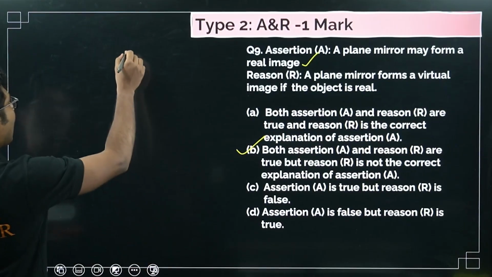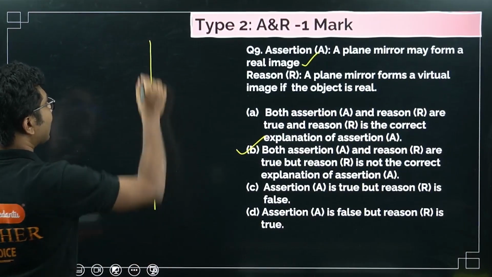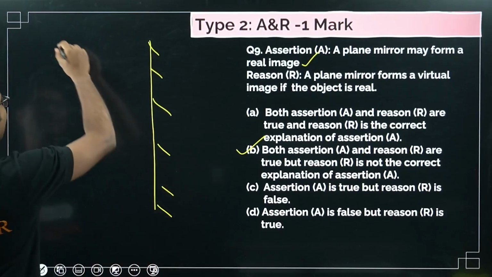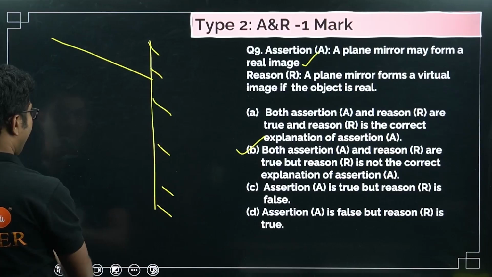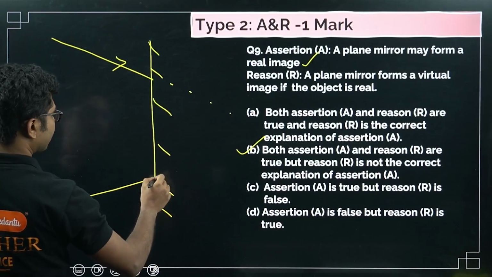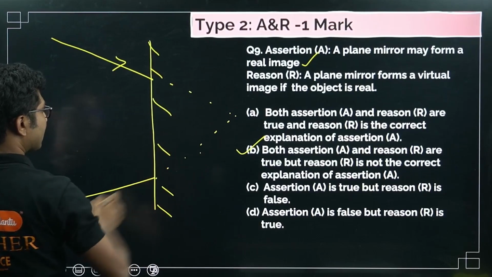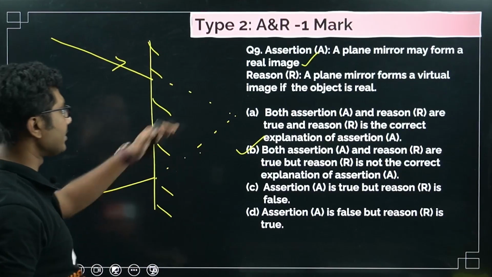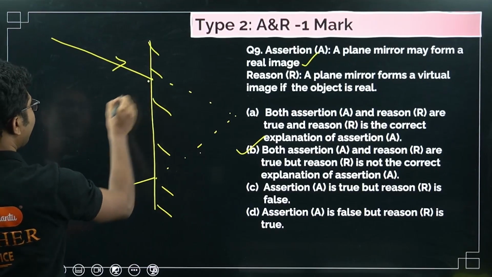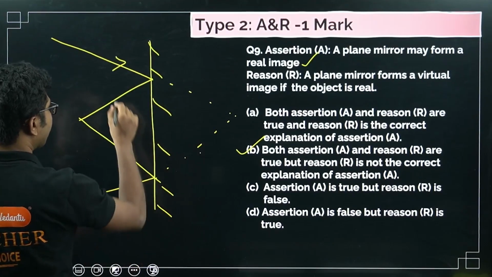So for example, you have a plane mirror like this, just to give you a comprehension. There were some light rays coming like this. They were about to converge here. If the mirror was not there, then they would have converged here. So this is called a virtual object, and after reflection they will form a real image here.